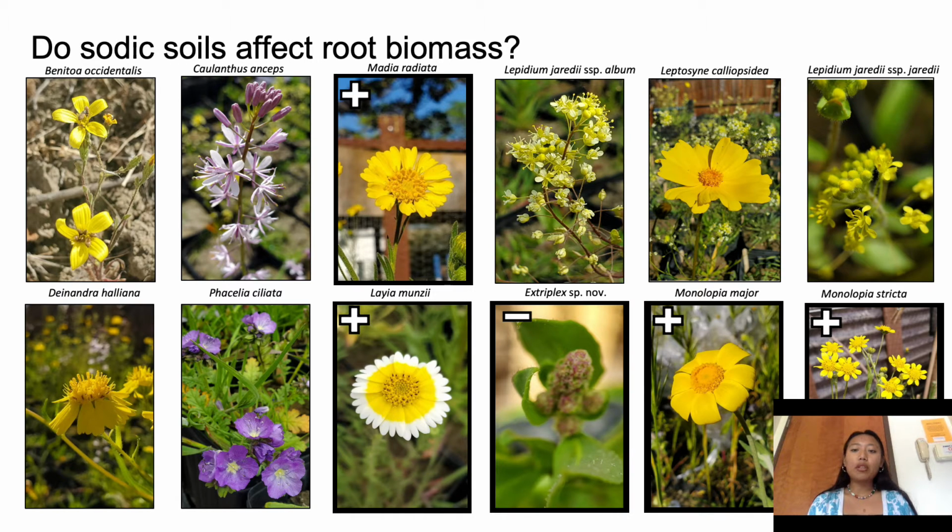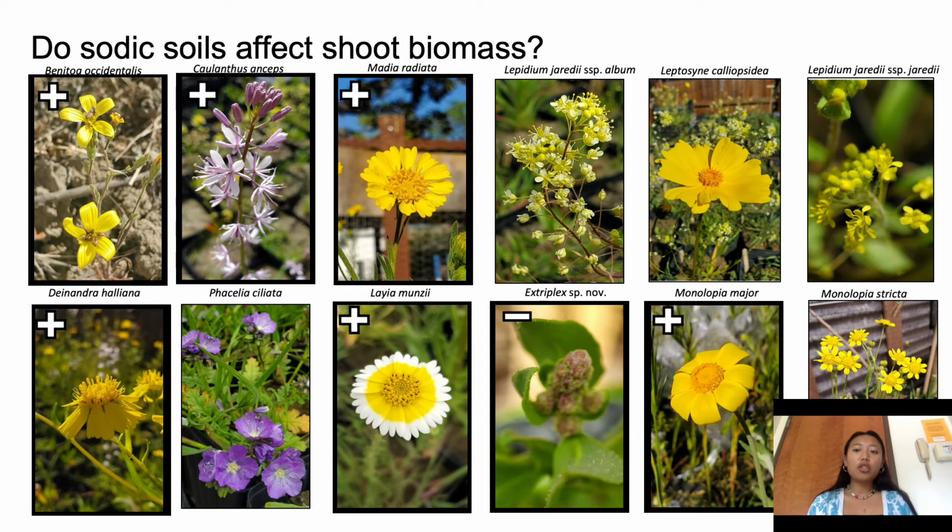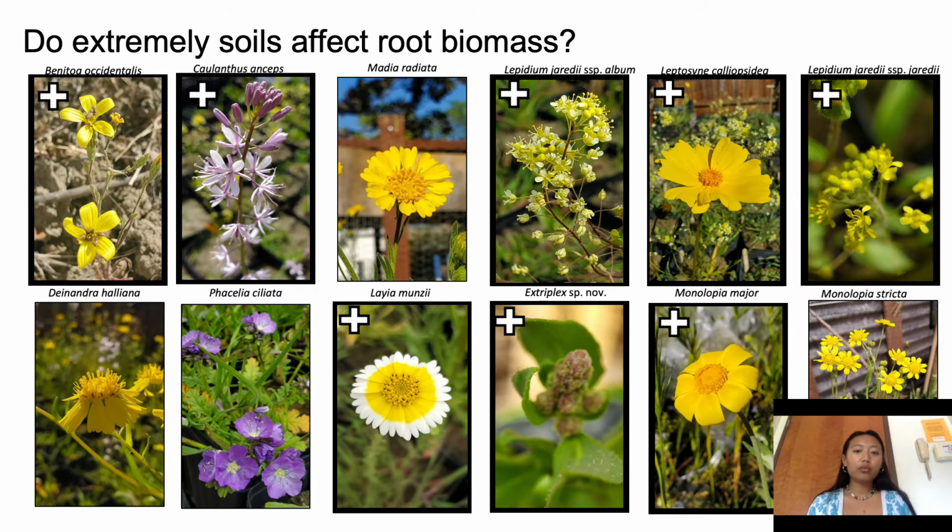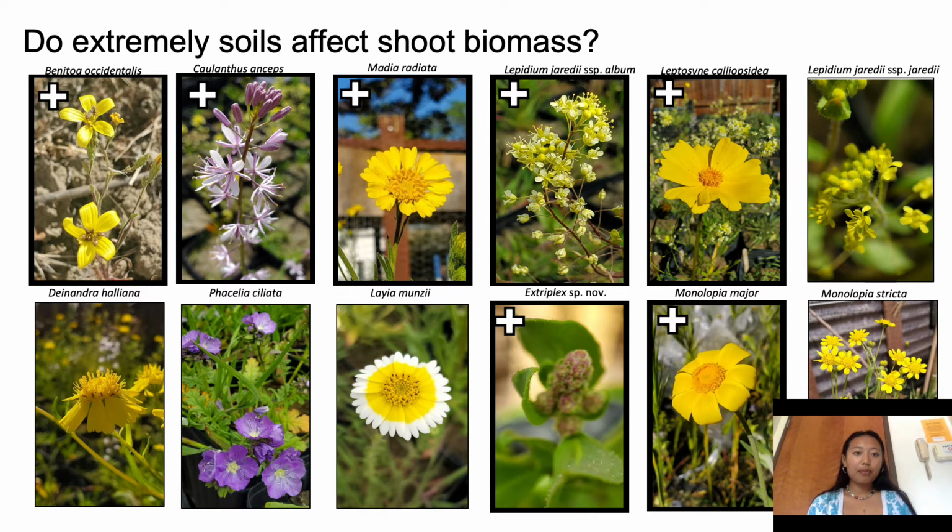Then we went over the sodic soils effect, and for these species, sodic soils significantly affected root biomass. When looking at shoot biomass, these species were significantly affected. And for these species, extremely sodic soils significantly affected root biomass. All the species increased in root biomass when grown in extremely sodic soils. Then we observed the shoot biomass. These species were significantly affected by extremely sodic soils.